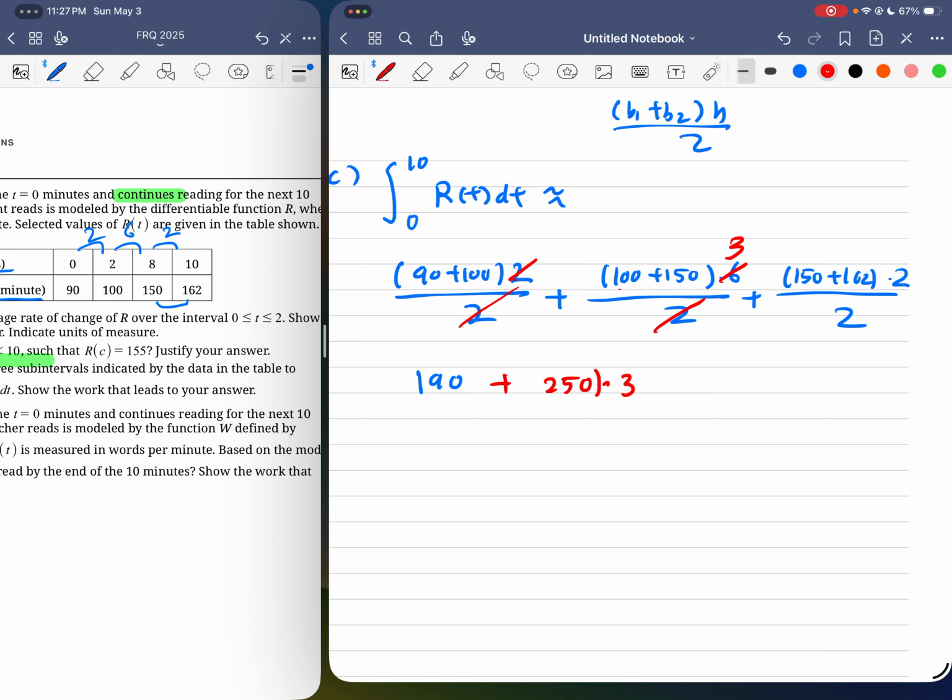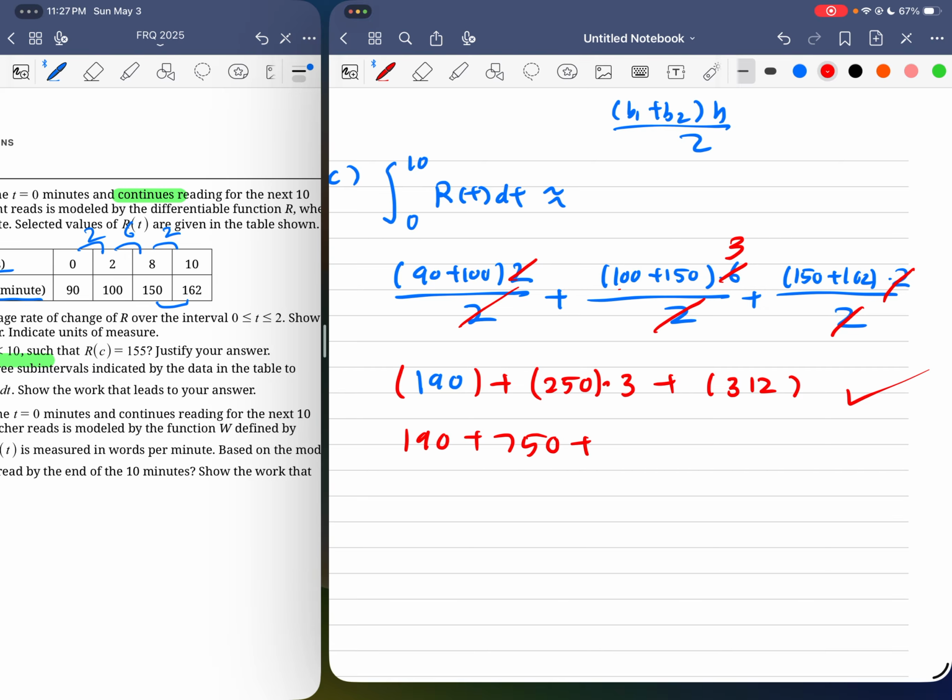So you can do it like this. Plus, it's 162. 150 times 162 is going to be 312. I hope you guys see the 2 disappear. So if you leave it like this, that's fine. You still get the answer. But can you add them up? Yeah, if you want to, go ahead.